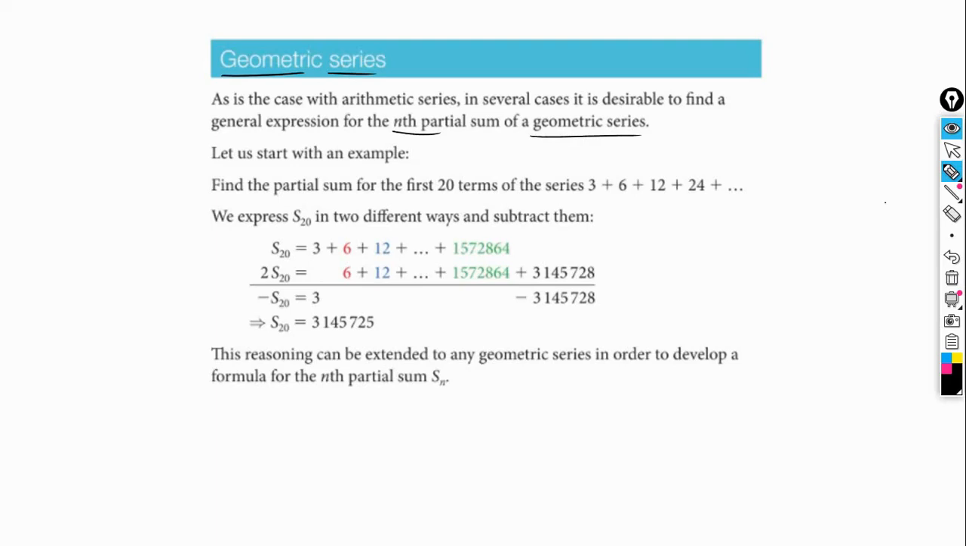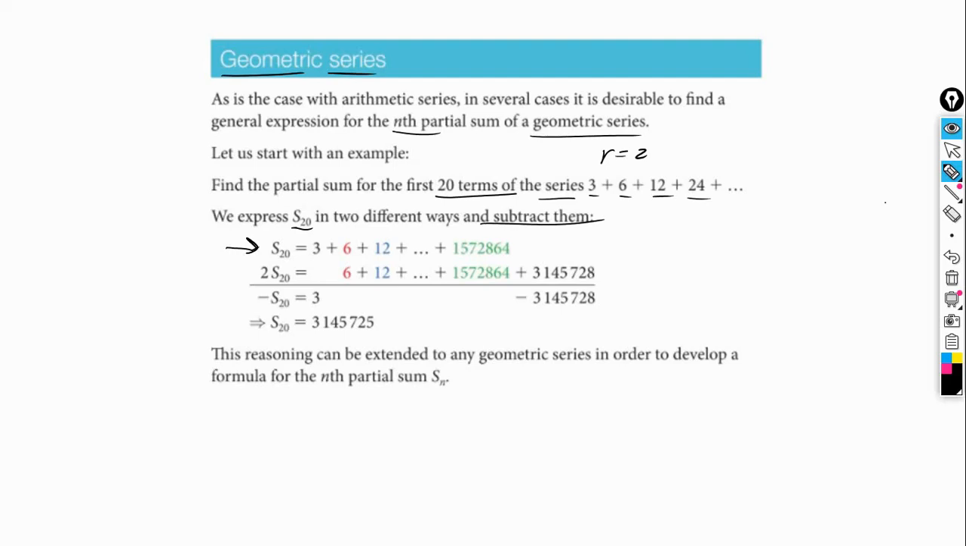It says find the partial sum for the first 20 terms of the series 3 plus 6 plus 12 plus 24, etc. So this is obviously a geometric series where the common ratio is equal to 2, right? 3 times 2 is 6, 6 times 2 is 12, 12 times 2 is 24, etc. So for this, we can express the sum of the first 20 terms in the series in two different ways and then subtract them. So first, we just write the terms of the sum, right?